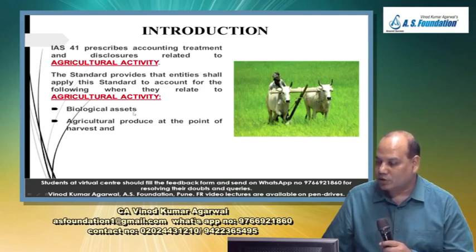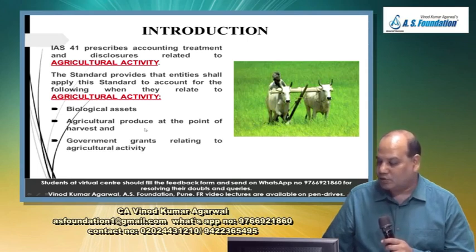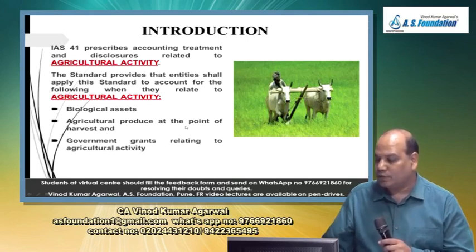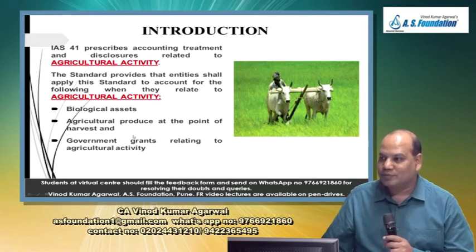It deals with biological asset, which usually means living plant or animal. Agricultural produce up to the point of harvest. For example, a fruit on the tree, is it right? Milk, up to the point of harvest. But once it is harvested, removed, then inventory standard IAS 2 will apply.